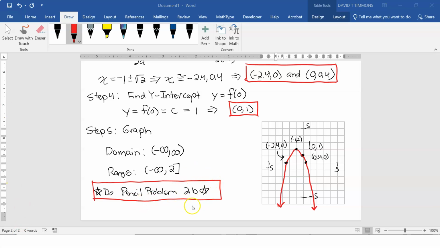Now do pencil problem 2b to practice graphing a general form equation.